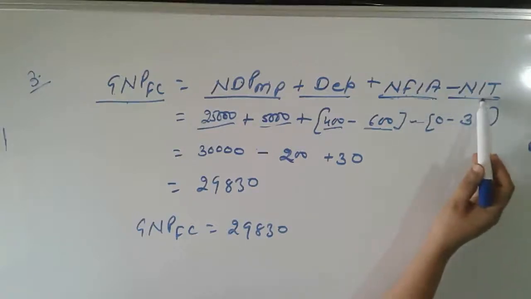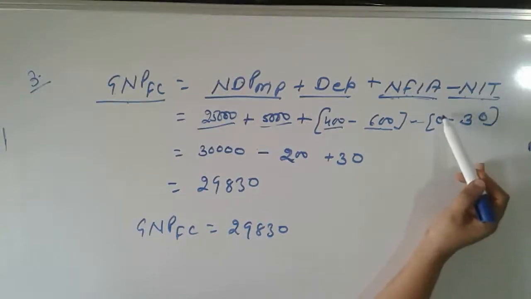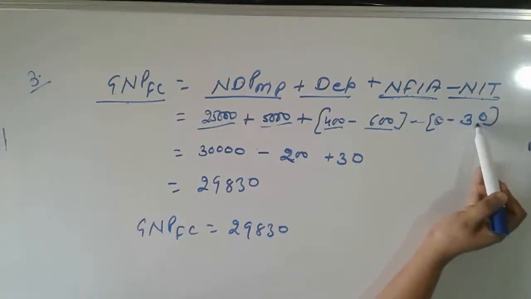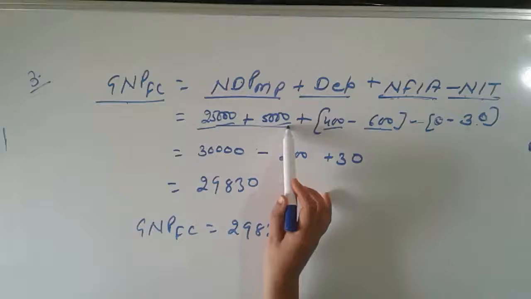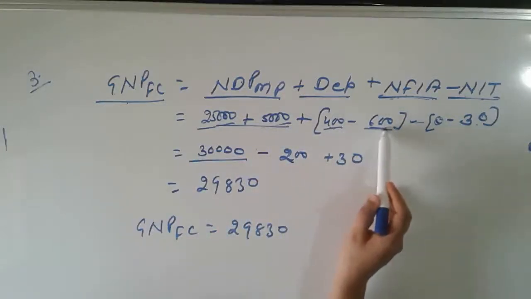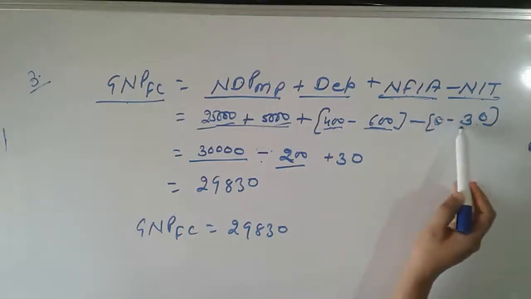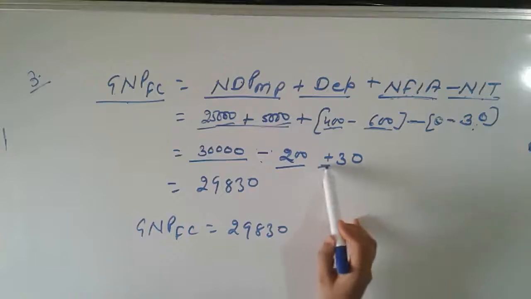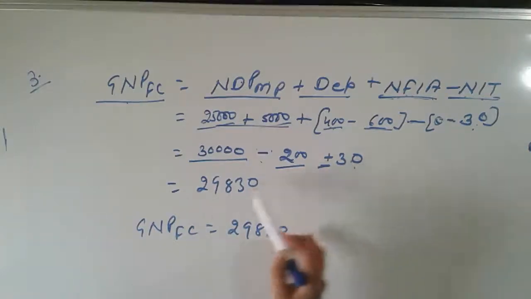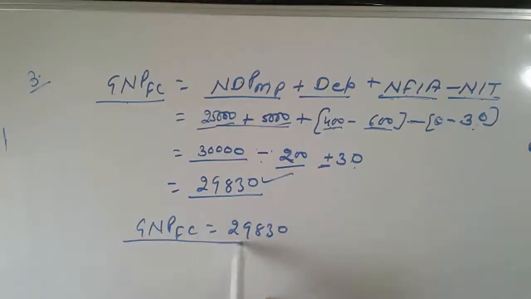Minus NIT is also not given directly. In this question we are given only subsidies. There is no indirect tax given, so we assume the indirect tax is 0. So indirect tax minus subsidies. Now by adding these we get 30,000, and 400 minus 600 gives minus 200. Next, minus 30, minus becomes plus 30, and by solving this we get 29,830 as the GNP at FC.